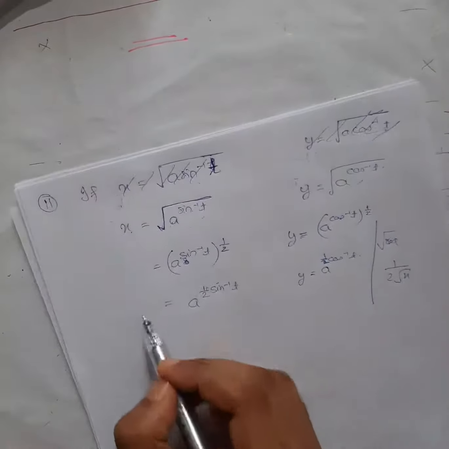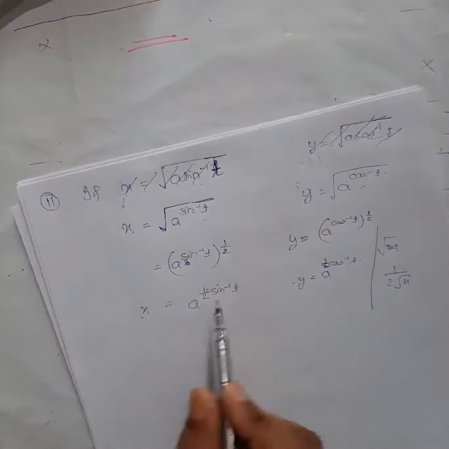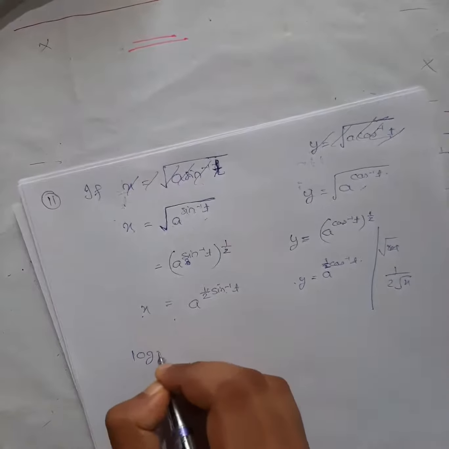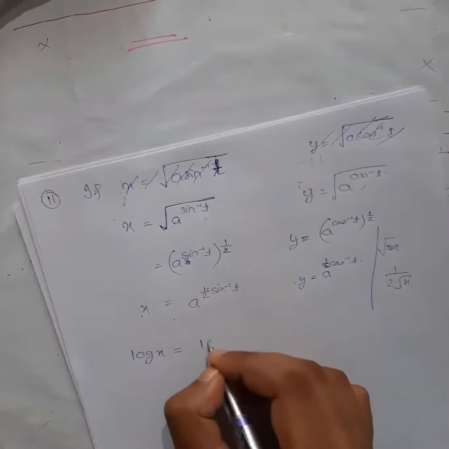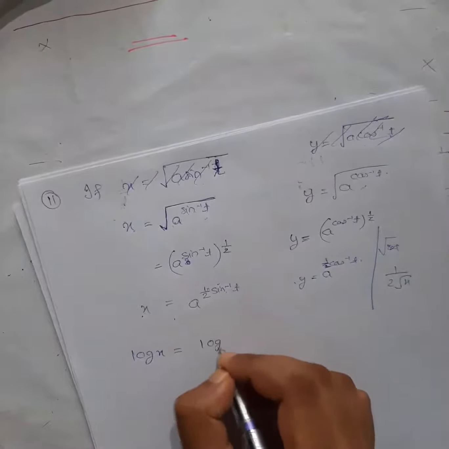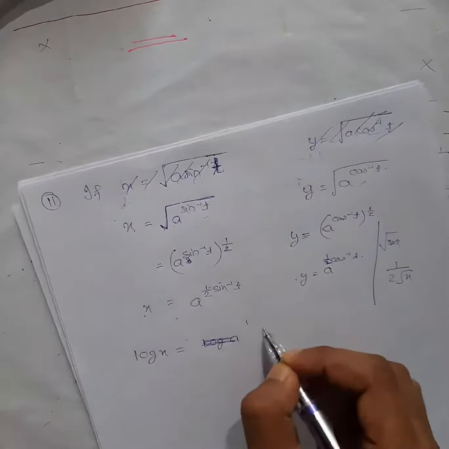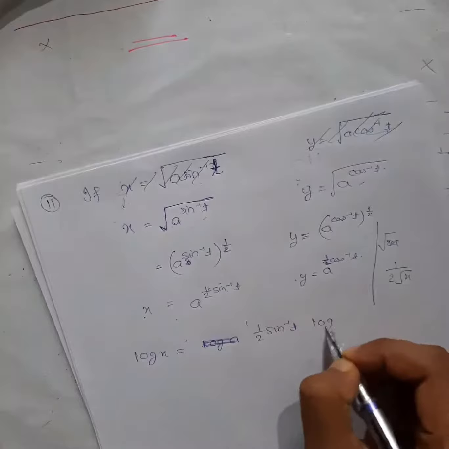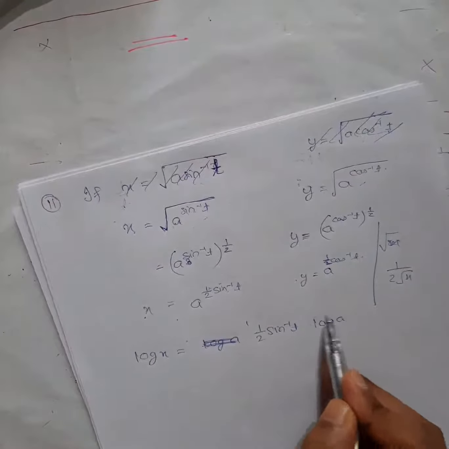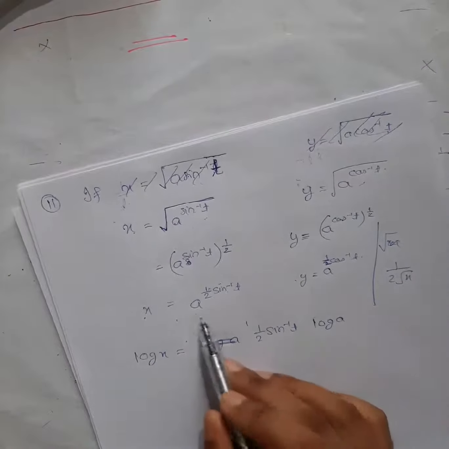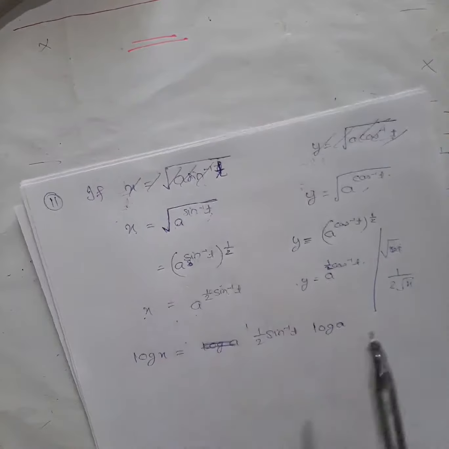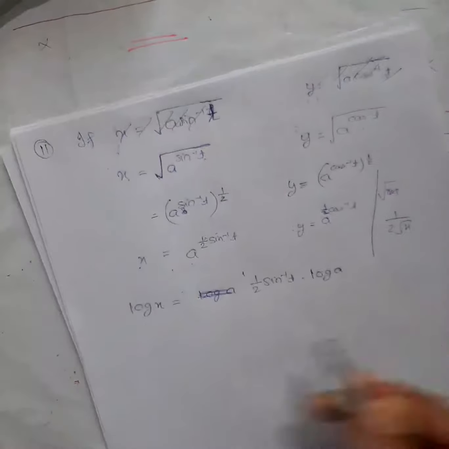Now you can see directly I can take log here. If I take log here, this power will come as a coefficient. So let's take log directly. Log of x is equal to log of a to the power half sine inverse t. I will write here half sine inverse t will come as coefficient of log of a. Now this one is constant, remember, log a is constant here, right? Here the parameter is t. So a is constant here.